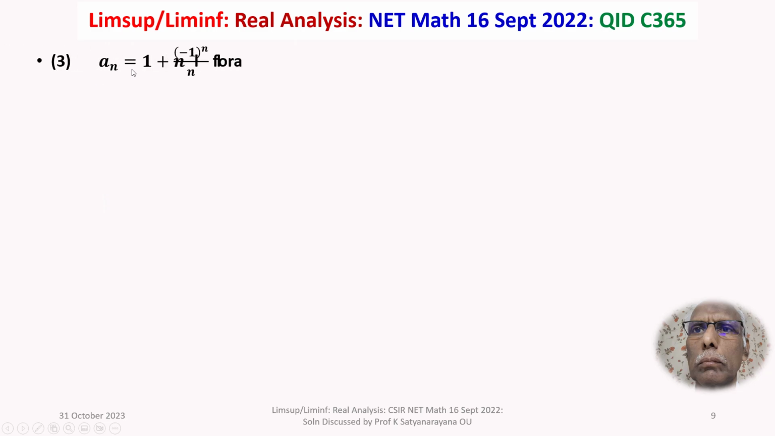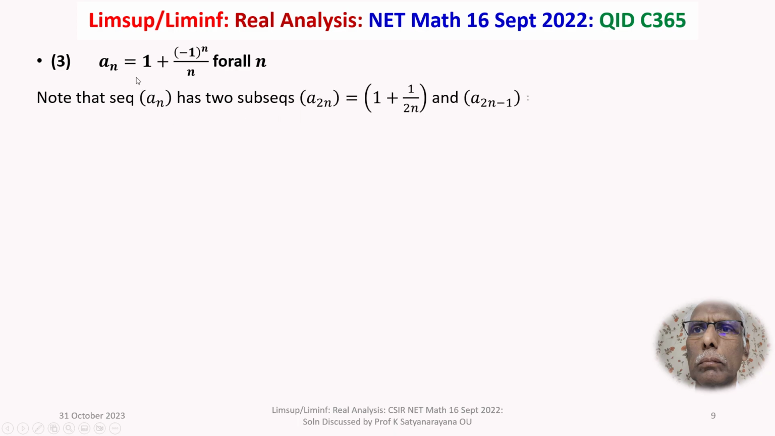Now option 3, an is equal to 1 plus minus 1 to the power of n by n for all n. Note that this sequence an has two subsequences. a2n, that is even indexed terms, is equal to 1 plus 1 by 2n, because minus 1 to the power of 2n is positive. And odd indexed ones, a2n minus 1, will be 1 minus 1 by 2n minus 1.